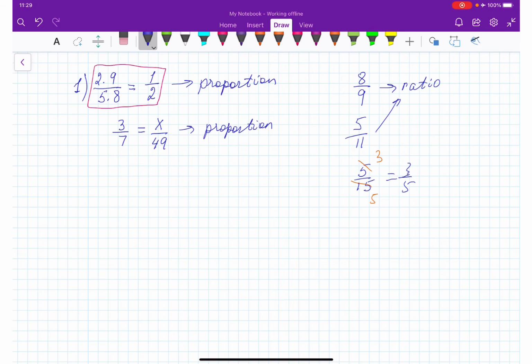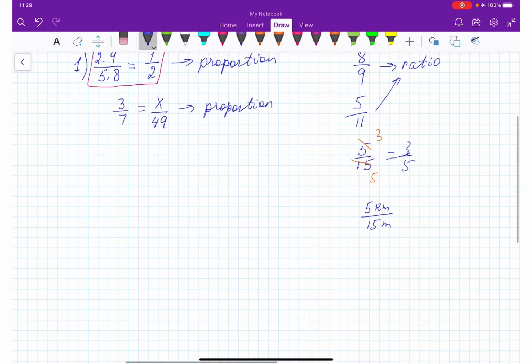Now, when can we simplify ratio? We can simplify the ratio only when units of measurements are the same. If I have here 5 kilometers, here I have 15 meters, I will not dare to simplify it. What in this case I have to do? Either I have to convert meter into kilometer or kilometer convert into meters. Shortly saying, have the same measurement. Okay? Question number 2.